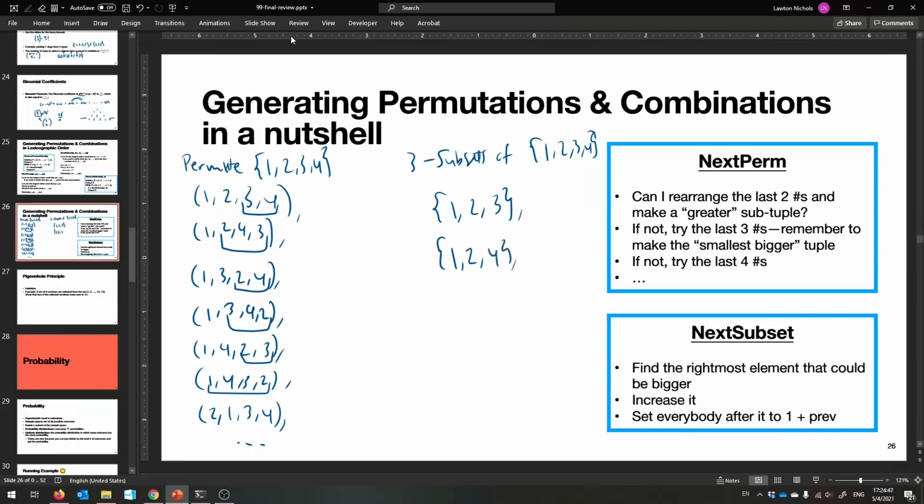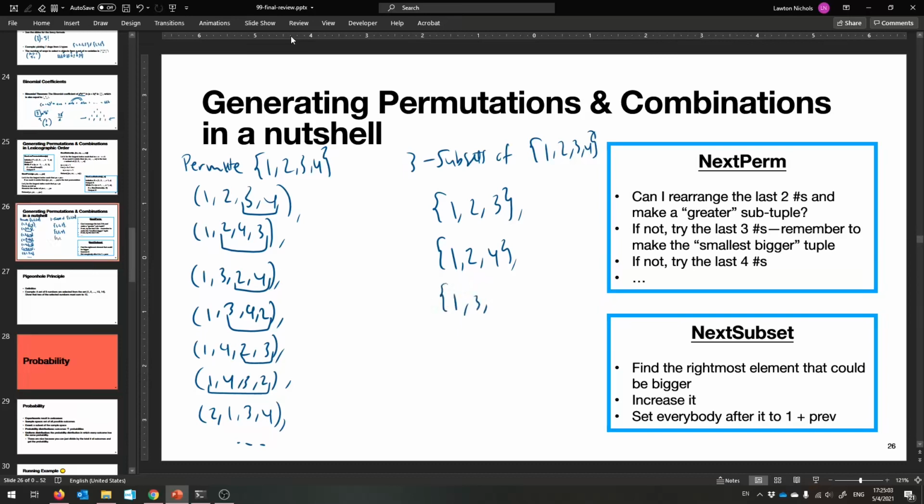1, 2, 4. Yeah, that's the next one. That's the next lexicographically ordered subset. Okay, what's the one that comes after this? What's the number that could be bigger? Not the 4, but the 2. That's the rightmost one that could be bigger. So we're going to increase it.